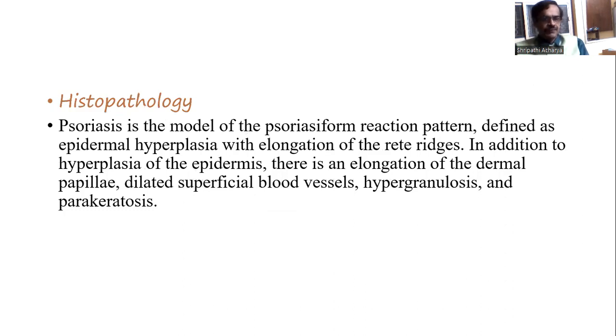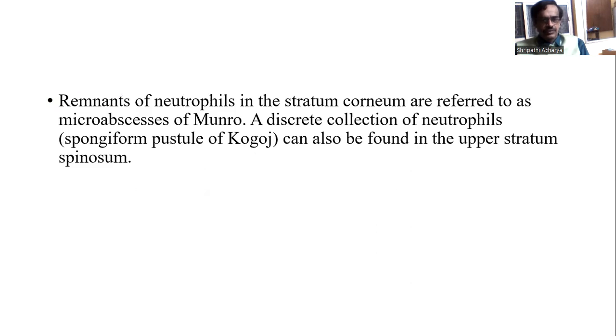This is a histopathology study. Psoriasis is the model of the psoriasiform reaction pattern, defined as epidermal hyperplasia with elongation of the rete ridges. In addition to hyperplasia of the epidermis, there is elongation of the dermal papillae, dilated superficial blood vessels, hypergranulosis, and parakeratosis. Remnants of neutrophils in the stratum corneum are referred to as microabscesses of Munro. A discrete collection of neutrophils, the spongiform pustule of Kogoj, can also be found in the upper stratum spinosum.